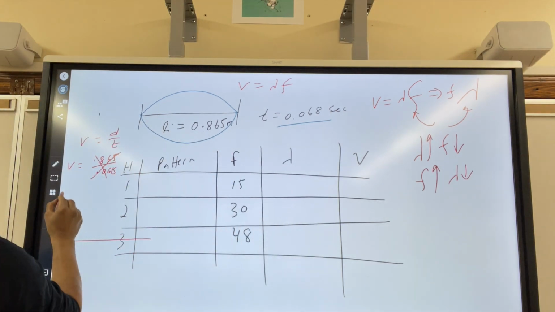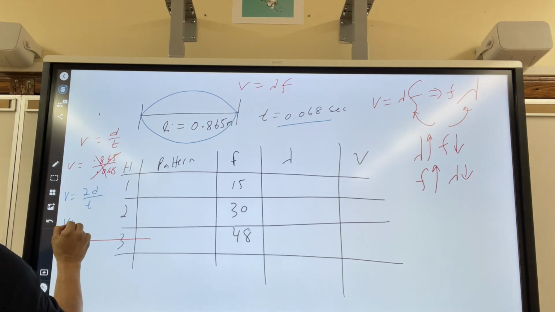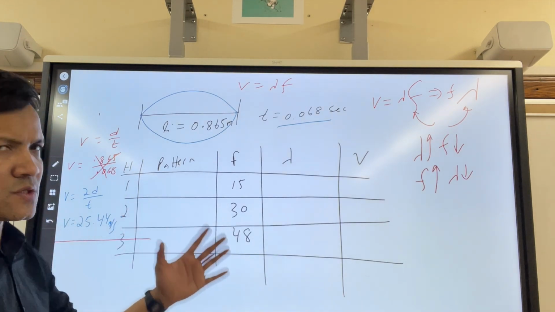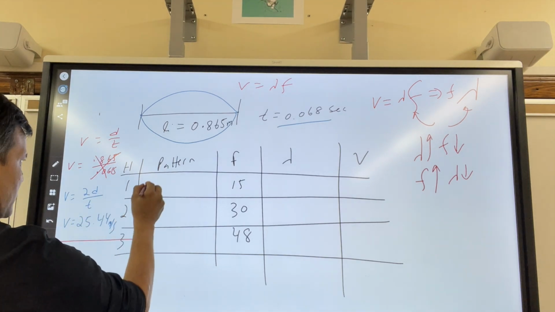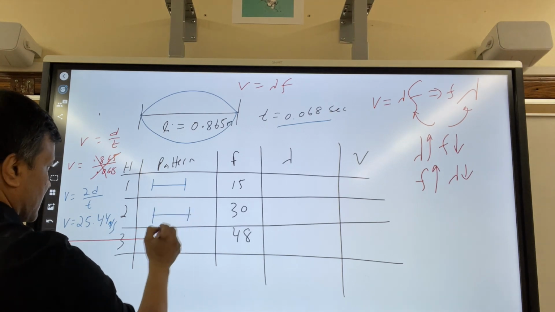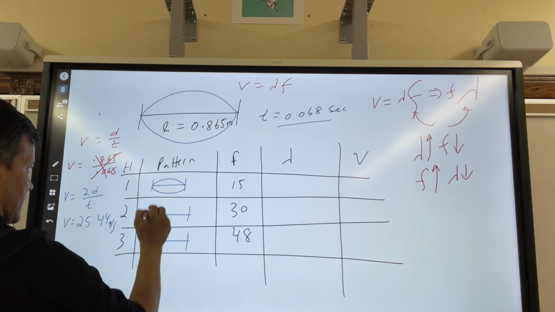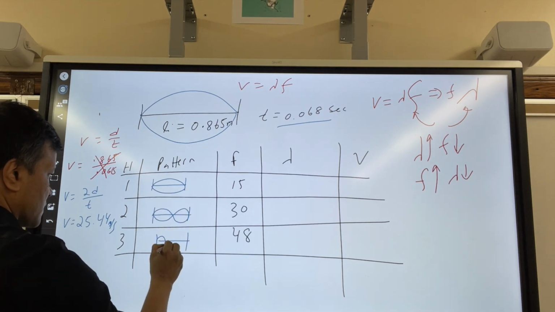So velocity is 2d over t, which is 25.44 meters per second. Let's say this one also gives us 25.4 meters per second. Now let's draw all the harmonics. Let's draw the guitar first. So this is the guitar. First harmonic, second harmonic, third harmonic.